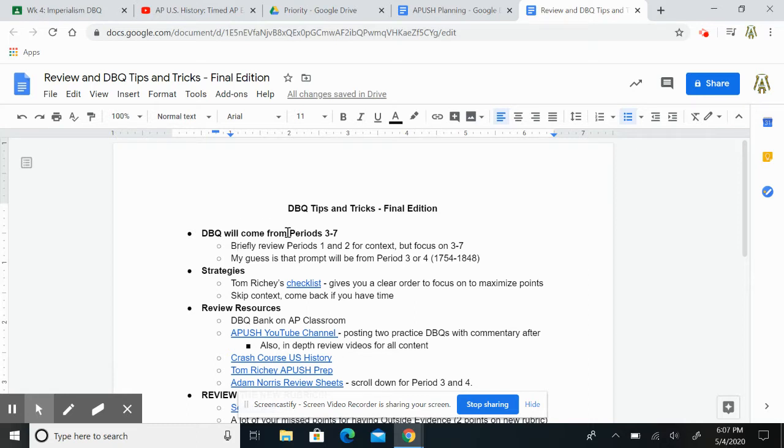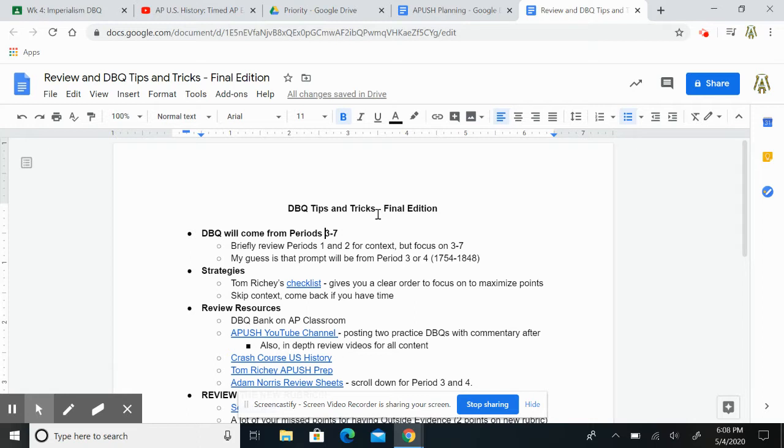As you guys know by now, your exam is one DBQ question. It has 5 documents. One of them will be a picture. So you've had visual images in all of the practice DBQs so far, and that is intentional, because you will see at least one image as one of your 5 documents. AP has said that the DBQ will come from periods 3 through 7. So periods 1 and 2 are not eligible. You can still use that information in your context and refer to it throughout the essay, but the DBQ prompt itself will focus on periods 3 through 7.